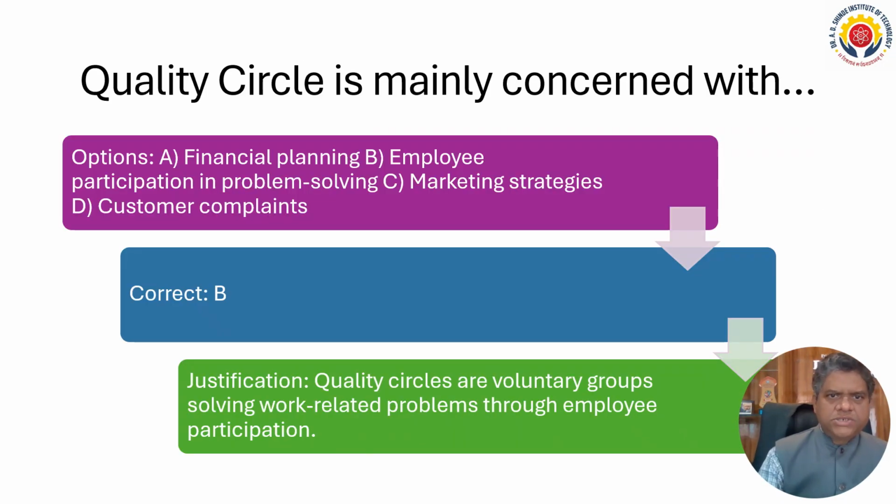The important question here is, the quality circle is mainly concerned with. Now we know that the quality circles are the voluntary groups. They come together for solving work-related problems through their participation. Hence, the correct option out of this is employee participation in problem solving.